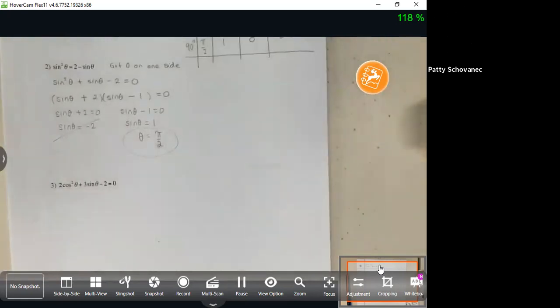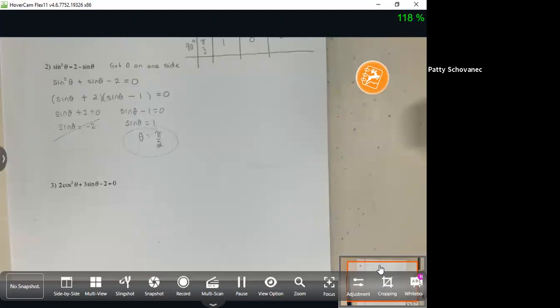When I see the next one, I've got cosines and sines mixed up. I'm not going to be able to factor that. I can factor second degree sine equations with a middle term of sine, or second degree cosine equations with a first degree cosine. But if I've got a second degree cosine and a first degree sine, I can't factor that.